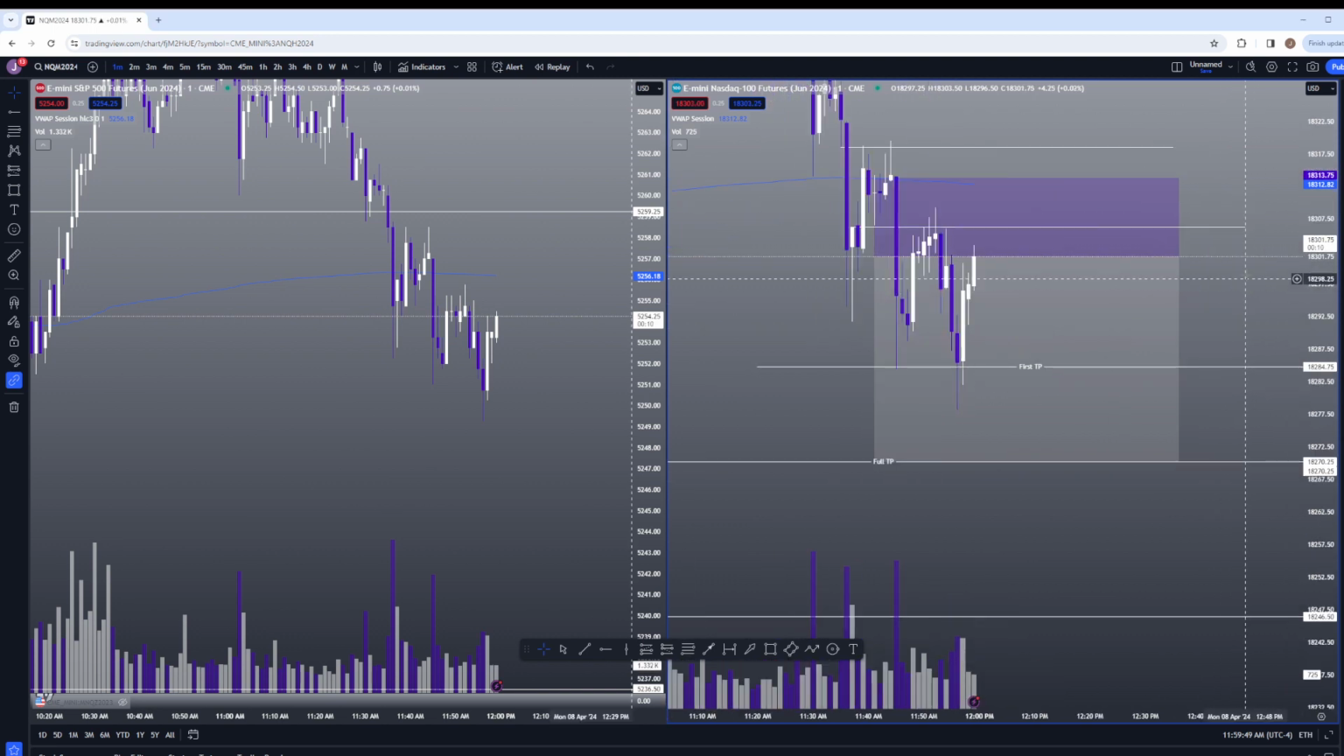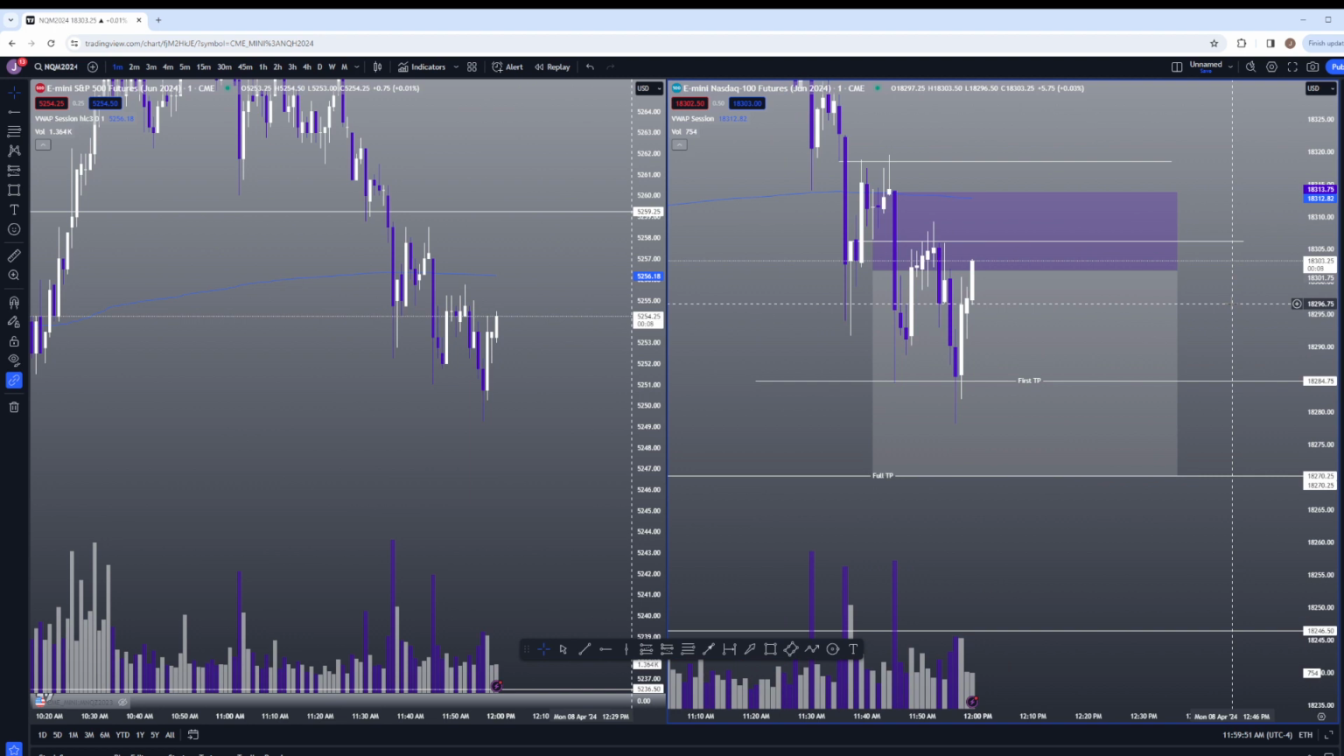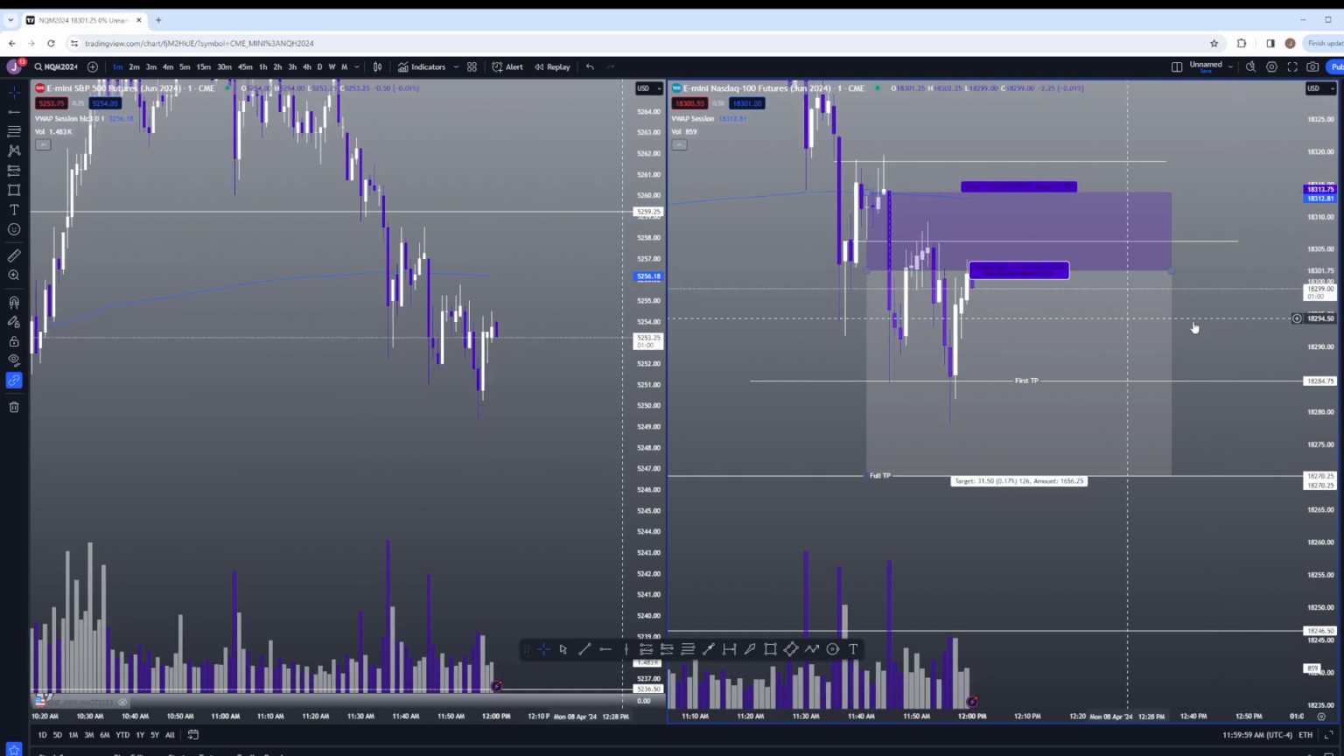Good scalp there. Got about 70 ticks on that one. Quick win. I'll take the quick win. Alright, we caught it at a good time.